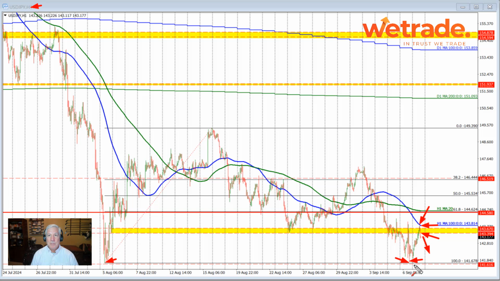So the buyers need to prove that they can take back more control. How do they do that? Get back above the swing area, get back above the 100-hour moving average. If they can't do that, they are not winning, they are losing.